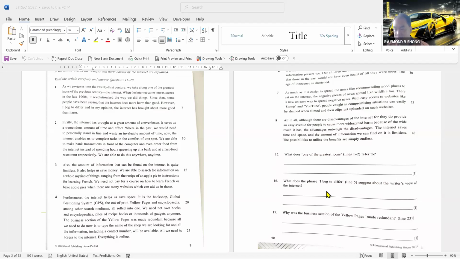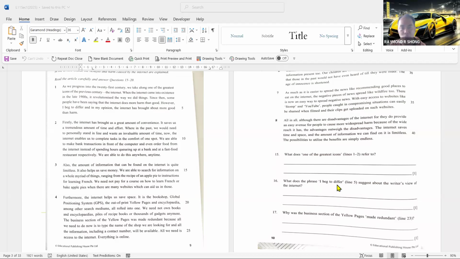Next, what does the phrase "I beg to differ" suggest about the writer's views of the internet? Now, guys, if you are blur, not sure, always try reverse reading. Differ to beg I. It doesn't make sense, I know. So when you say differ, I beg, it means how do I comment on this thing? So how can I make it different? You see the word differ sounds like the word different, right? Unless you don't know the word different, then die lah. It's a vocab word, different and similarity and differences. Please take note of these 2 words, guys.